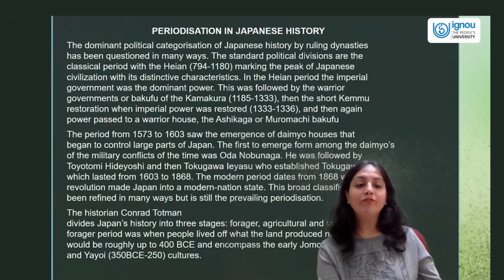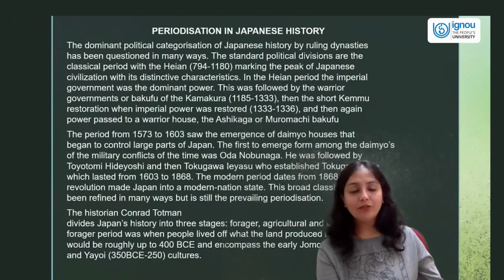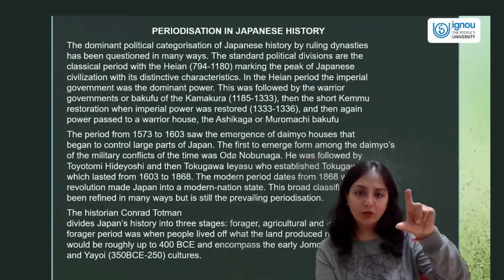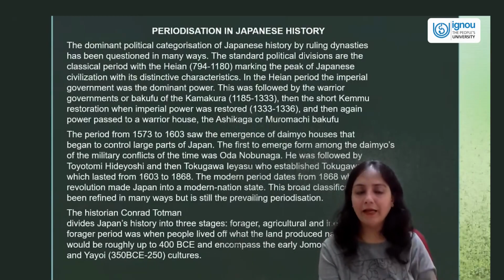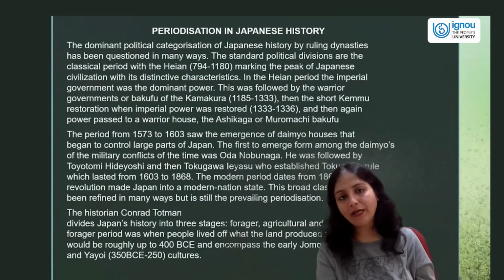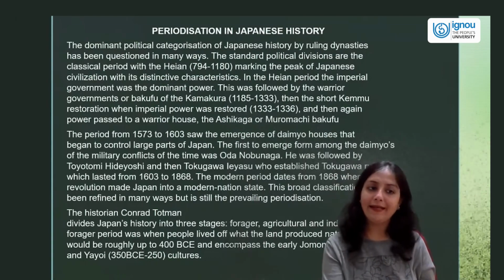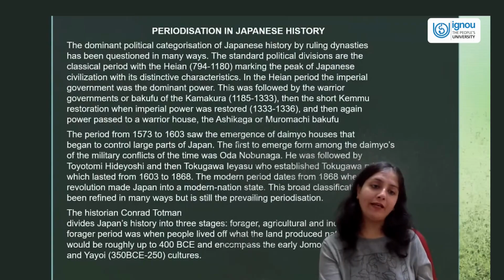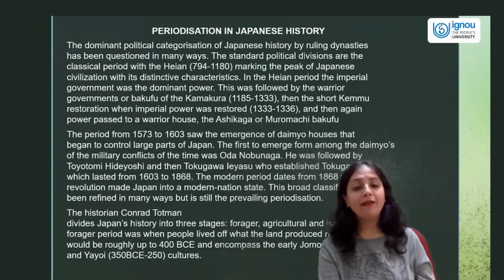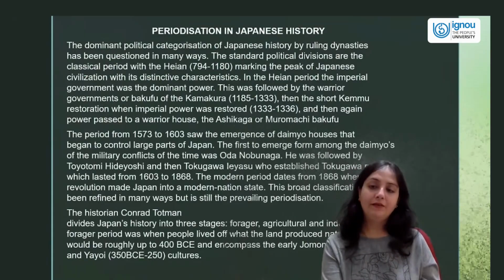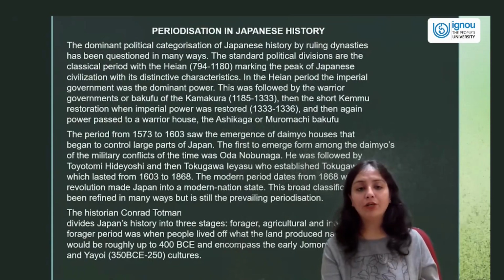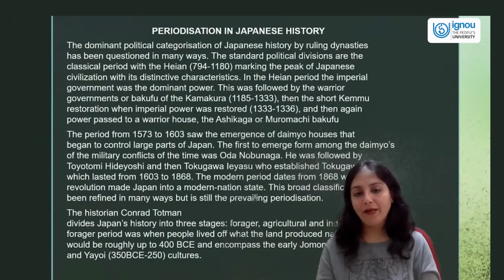The period from 1573 to 1603. We have studied those ancient time periods. Ancient time periods means the Heian period, 794 to 1180. Next, the period from 1573 to 1603 saw the emergence of daimyo houses, daimyo houses that began to control large parts of Japan.